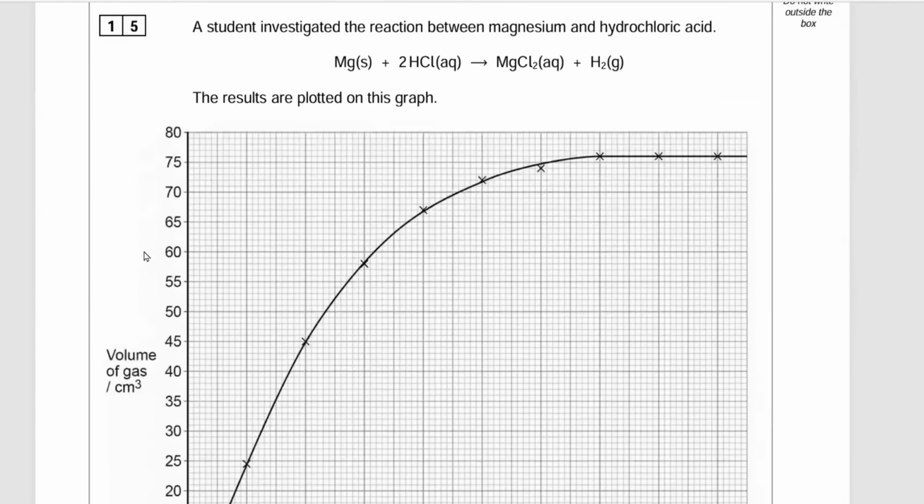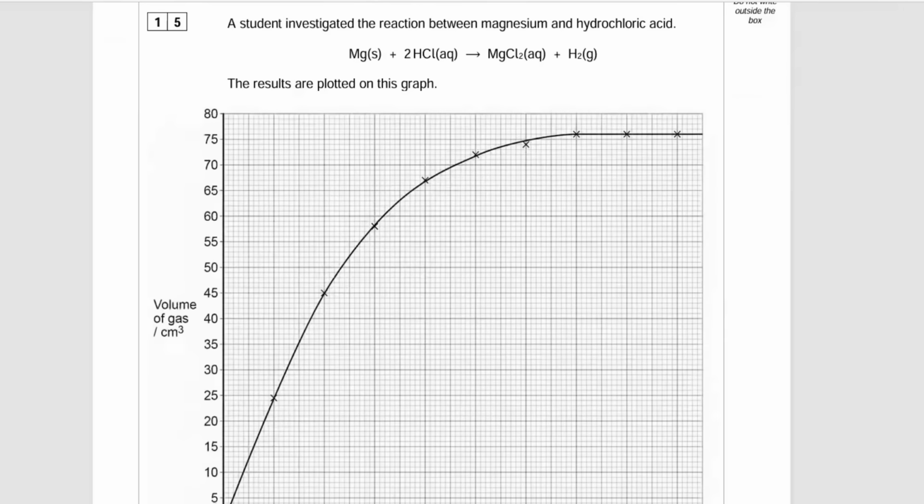Okay, guys, we got another A-level multiple choice question. Let's go. Question 15, or whatever. A student investigated the reaction between magnesium and hydrochloric acid. We got a little equation here. We got a ratio of magnesium to hydrochloric acid is 1 to 2.